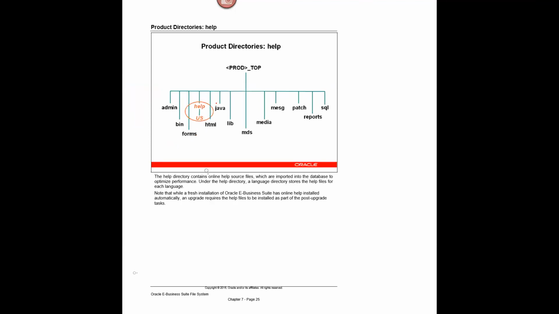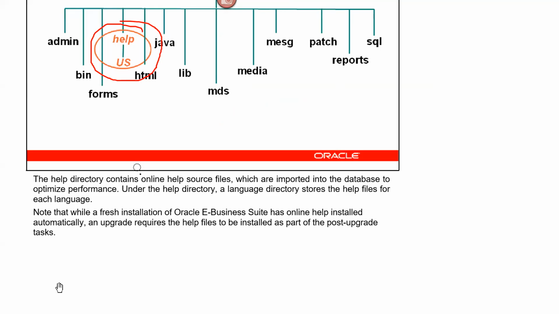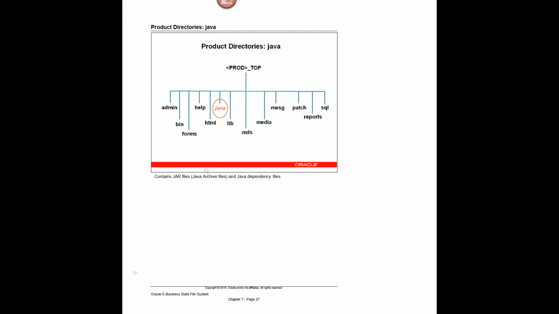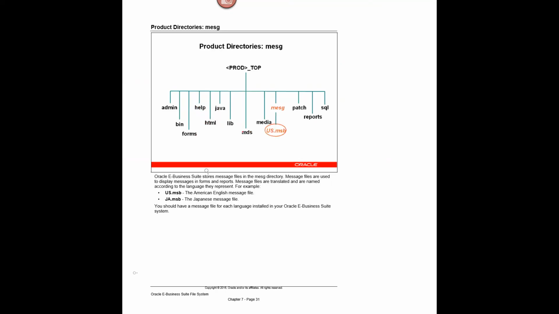So you'll also have a help file. Whenever you save a record, at the bottom right, you'll find "successfully saved the record." So that information you can get from the help file. HTML files, the Java files, library files, MDS files, metadata service files, media files, message files. So one for language, only one, like US for US and JA for Japan.